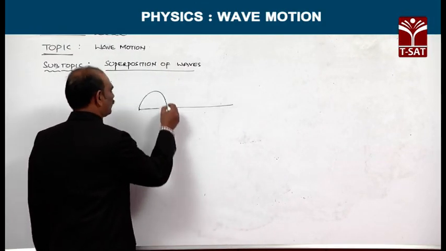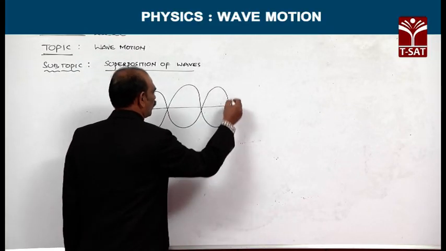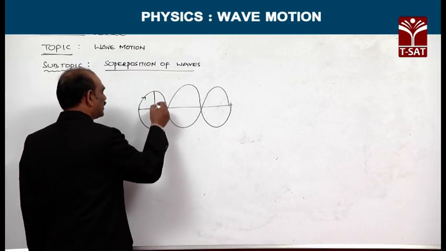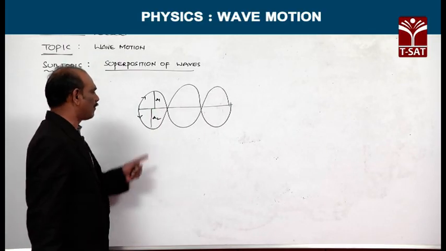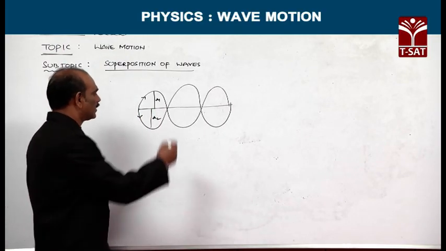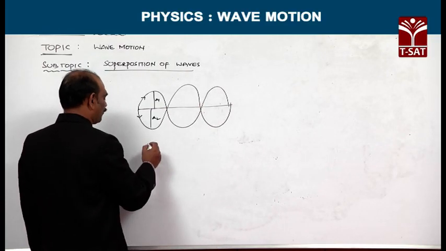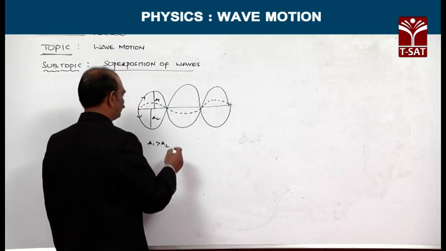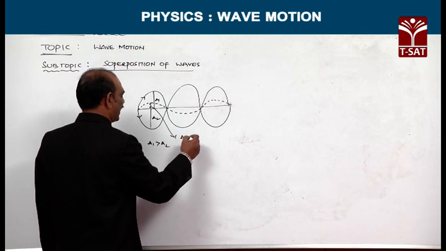Let us say this is one wave which is moving in the upward direction. This is one more wave moving in the downward direction. Suppose the amplitudes of the two waves are A1 and A2. They are moving in opposite directions. So if A1 is more than A2, this could be the resultant wave whose amplitude is A1 minus A2.